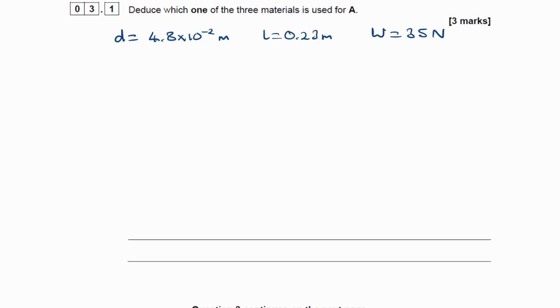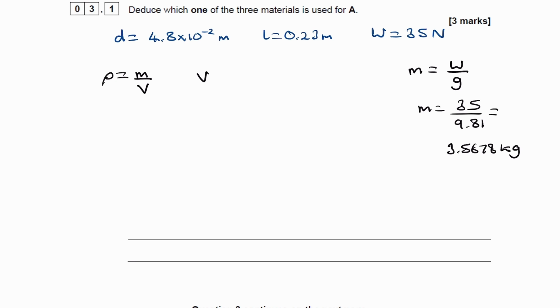So our equation for density is mass over volume. Density is equal to mass over volume. The mass of our object we can work out from the weight divided by the acceleration due to gravity. So 35 divided by 9.81, which is 3.5678 kilograms.